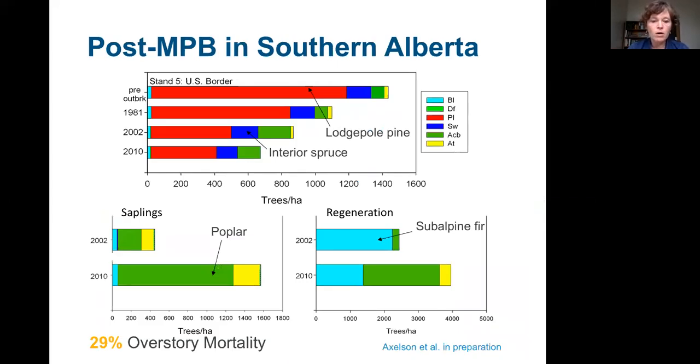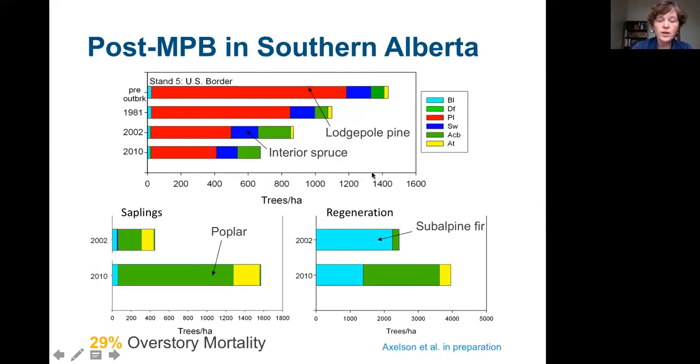This is an example of a stand that had 29% mortality created by the mountain pine beetle. What we're seeing in each of these graphs is, this top graph is our overstory, those canopy trees. This is our sapling layer, and then here's our regeneration, those really small guys. Here on the y-axis, we have what we had before the outbreak in the 1980s, then that first measurement when these plots were established, and then when we went back in 2002 and 2010. This is showing us the density of trees in the landscape, again, trees per hectare.